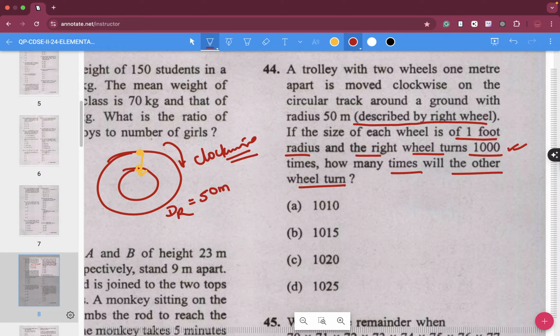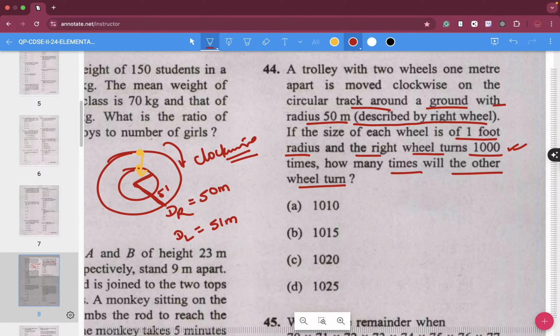50 meters. So the track around the ground has a radius of 50 meters. Basically this particular radius over here is 50 meters, so this particular distance over here is automatically going to be 51. So the distance traveled by the left wheel is 51 meters. Now they have already given one thing, that the radius of each of the wheels is the same.